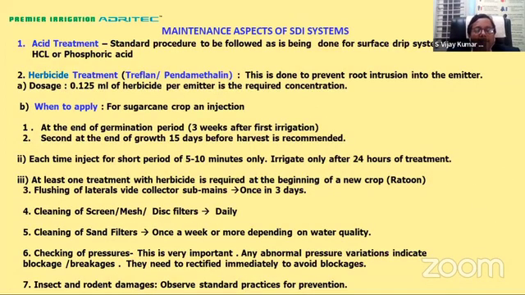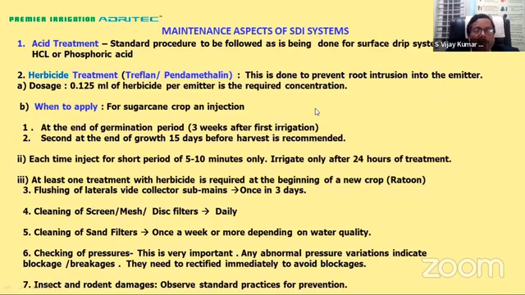Now we will come to the final aspect, that is the maintenance aspect of subsurface drip irrigation. Like surface drip irrigation, you will have to follow the acid treatment. I had covered the acid treatment earlier, and typically we use dilute hydrochloric acid or phosphoric acid, because we have a filtration system which takes care of the physical impurities, but the salts that are there in the water have to be periodically removed, and that can happen only with the help of acid treatment.